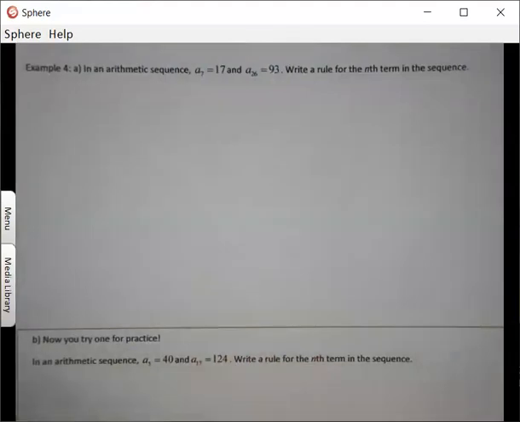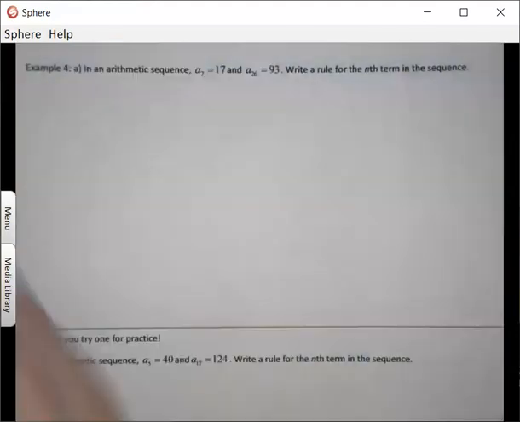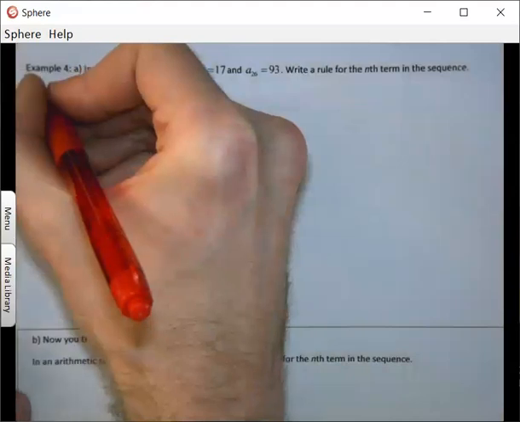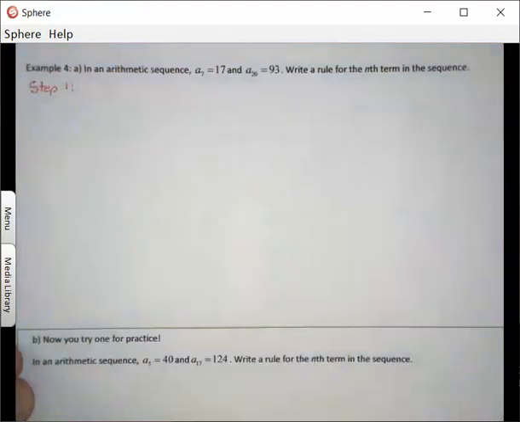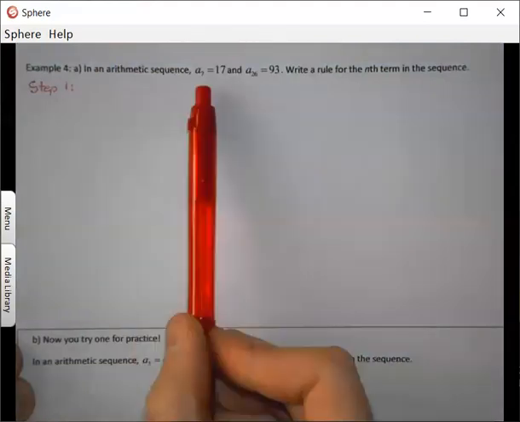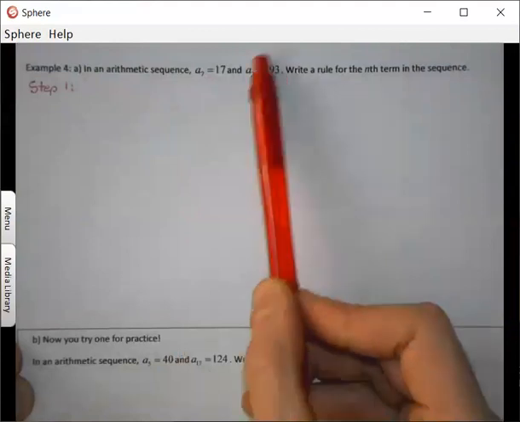So, given two terms, step 1, we're going to write a system of equations using our given terms. Or another way to say it is, we're going to write an equation for each term. So an equation for a sub 7, a separate equation for a sub 26.